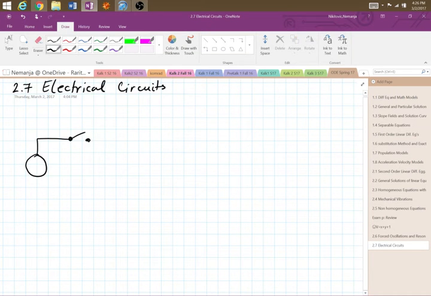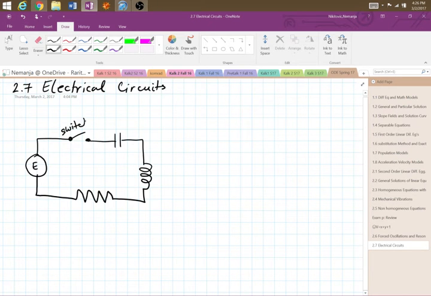a circuit and we'll discuss every aspect of it first. So, electrical circuit. In order for current to flow through a circuit, you have to have a closed circuit, which means the switch that you see here has to be closed.